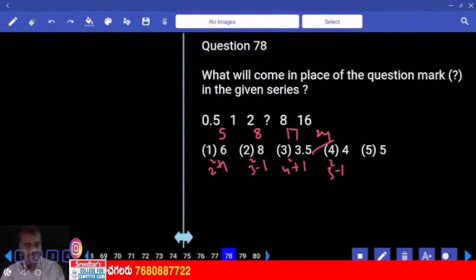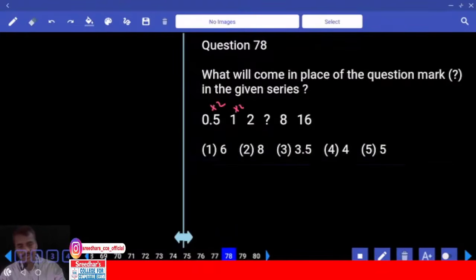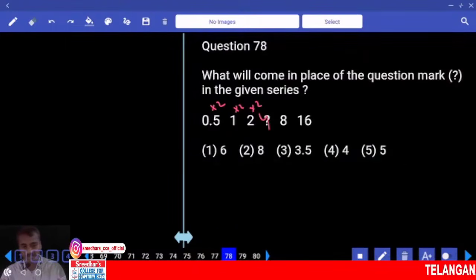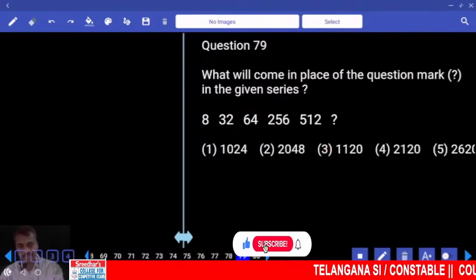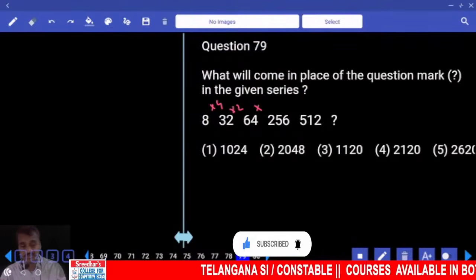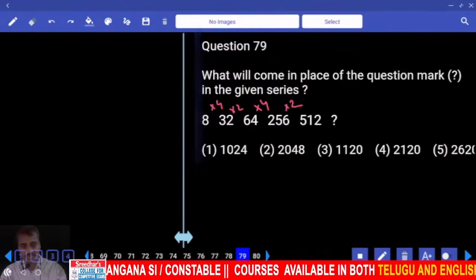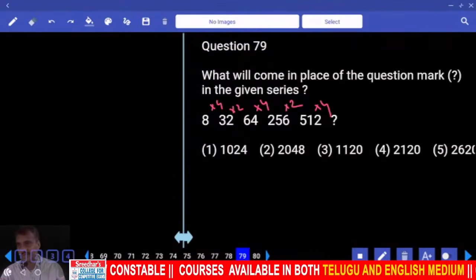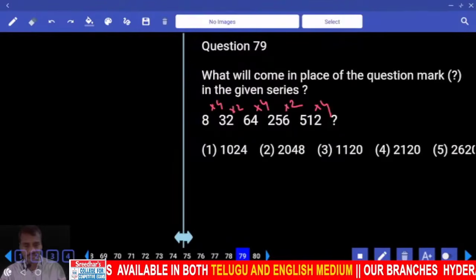Then 78, 0.5 and 1 into 2. 1 and 2 into 2. Now 2 into 2, 4. 4 into 2, 8. 4, that is choice 4, 78. Then 79, 8 into 4, 32. Into 2, 64. And 64 into how much? Now 64 into 4. Now it is into 2. Next one into 4. Alternate into 4, into 2, into 4, into 2. 512 into 4 and 2048.